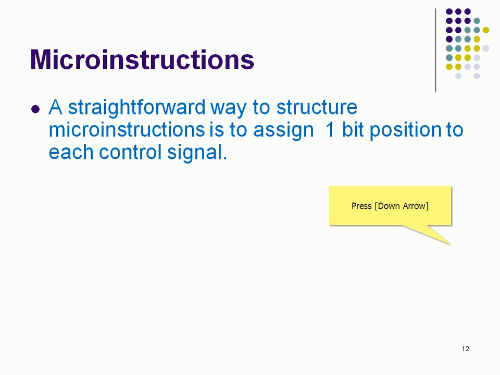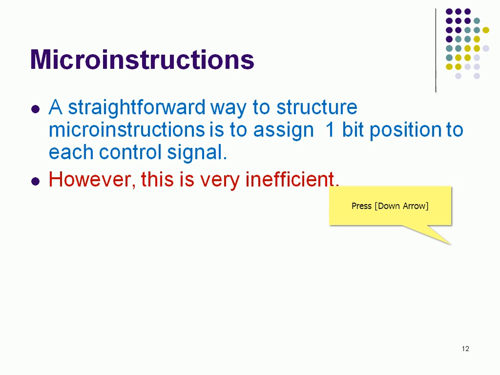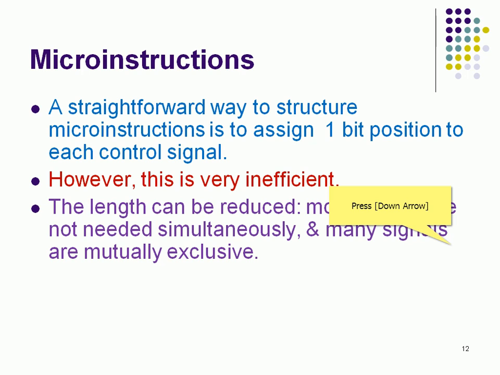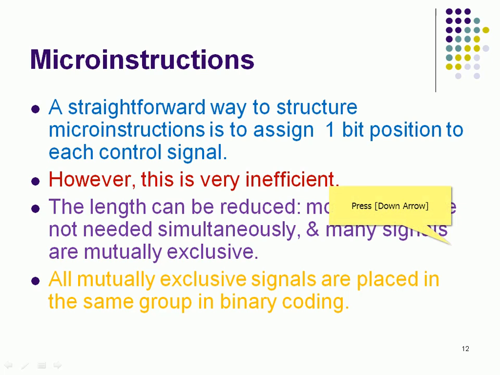Micro instructions: a straightforward way to structure micro instructions is to assign one bit position to each control signal. However, this is very inefficient, so the length can be reduced. Most signals are not needed simultaneously. Many signals are mutually exclusive, right? So at a given time they may not be required. All mutually exclusive signals are placed in the same group with binary coding.